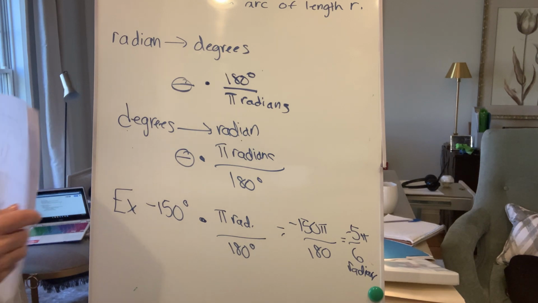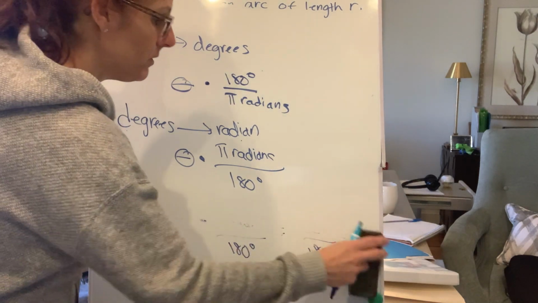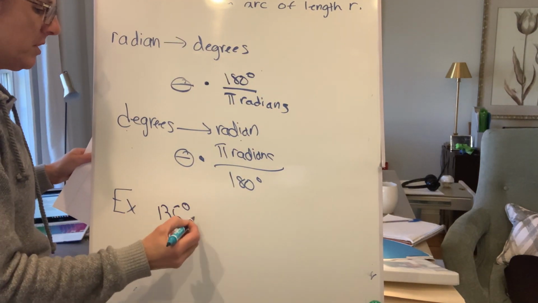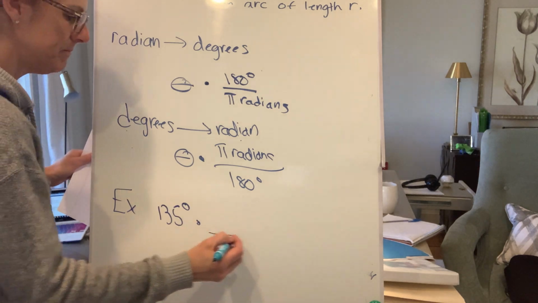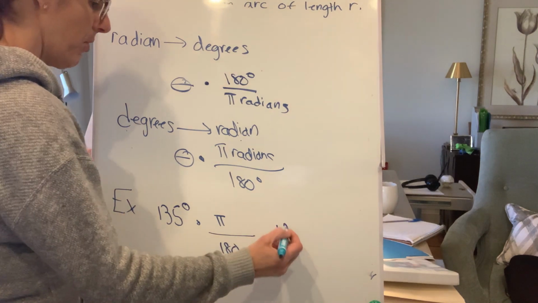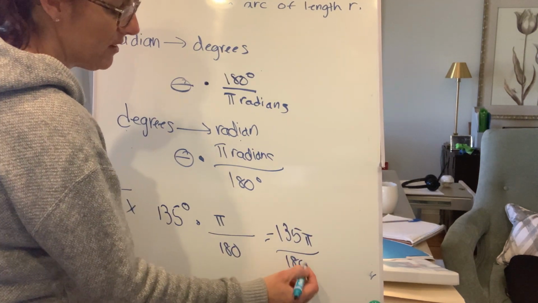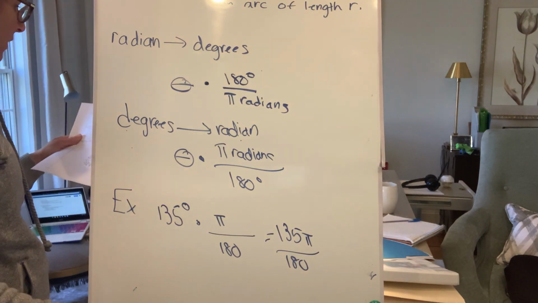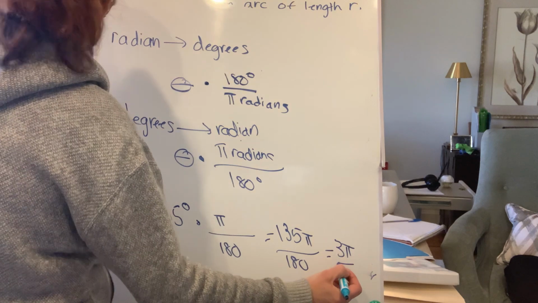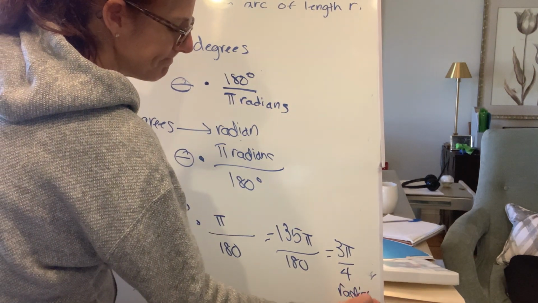All right, let's do another one. Let's say we start with 135 degrees. If I have 135 degrees and I want to convert it to radians, I get 135. I'm going to put the degree symbol and the radians in at the end so that I can just do the math. If I simplify that down, that comes out to be 3 pi over 4. And then I'm going to write radians so I know.